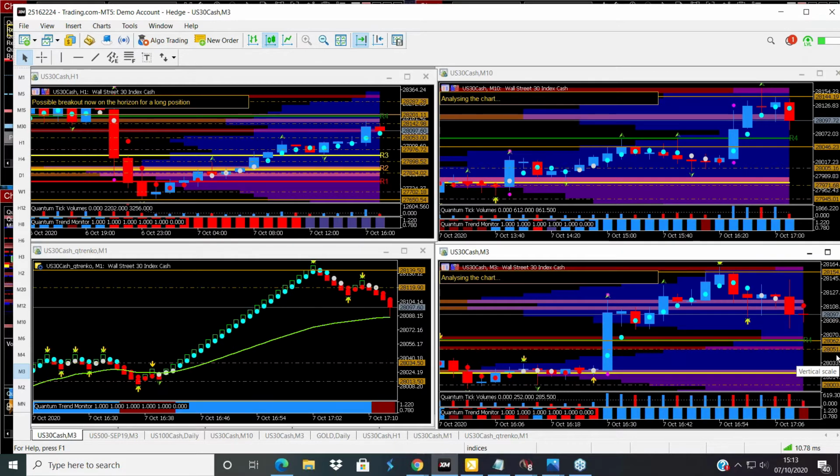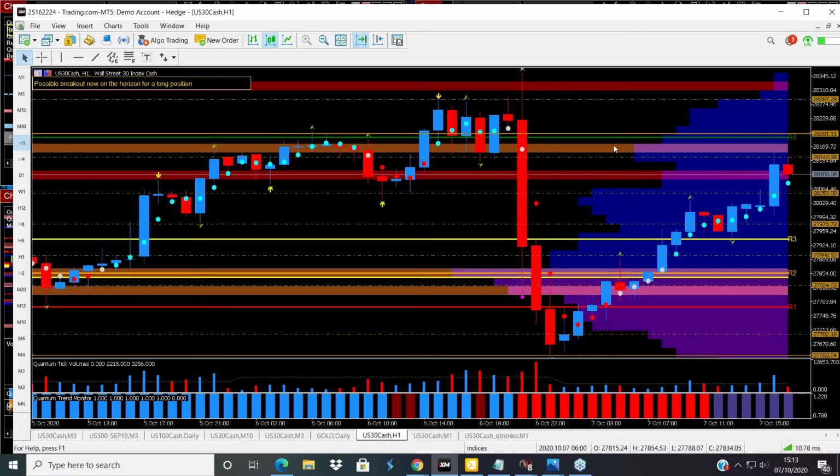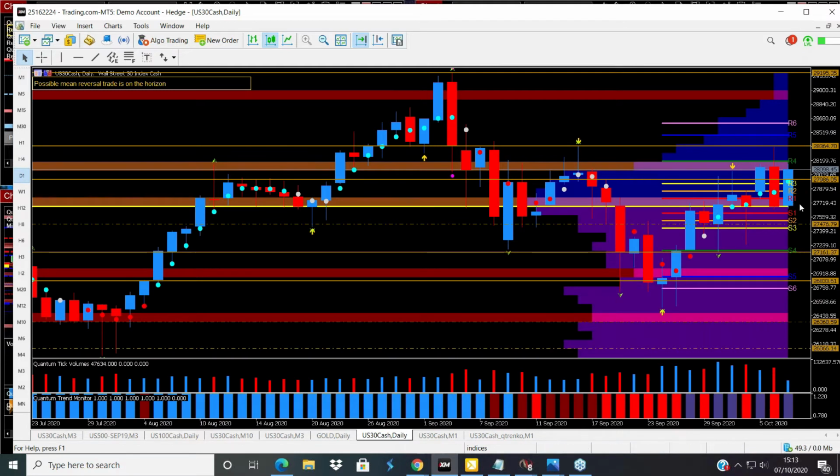And what I want to start with first is a quick look at the daily chart, to see what kind of context we are in. Well, on the daily chart here, obviously that was yesterday's big fall. It actually took the price action straight back to what we call the volume point of control at 27,684.